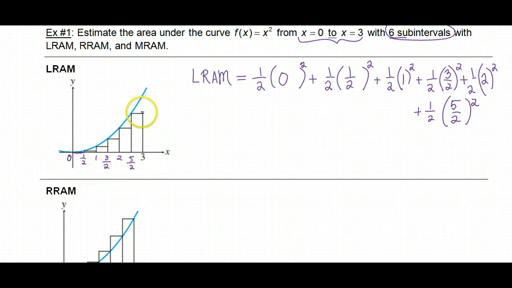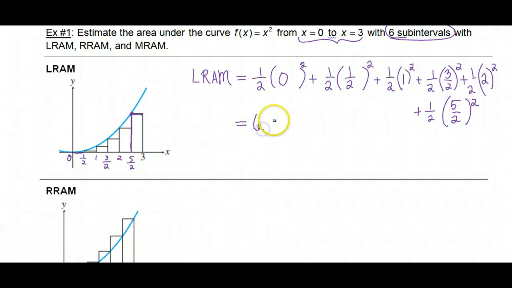Look at this last one here. Does that hit the curve? No. So it's not the height of the rectangle that we want to use, so we don't use the 3. How do you know that 5/2 is the height though? Because it's 5/2 squared. Wherever this hits right here, that's going to determine the height of that rectangle. Oh, okay.